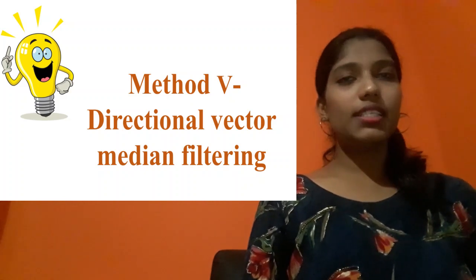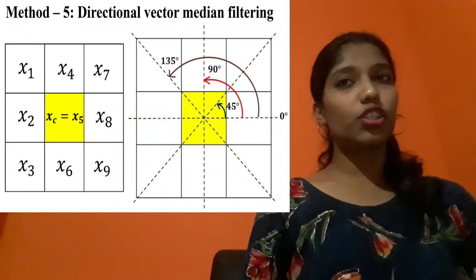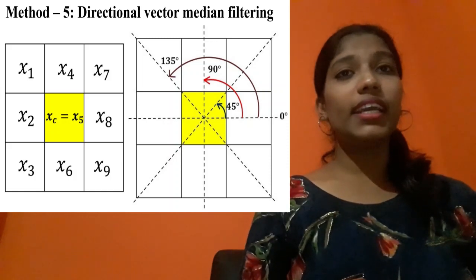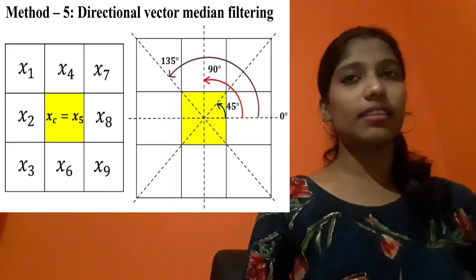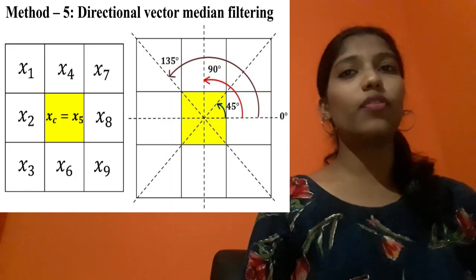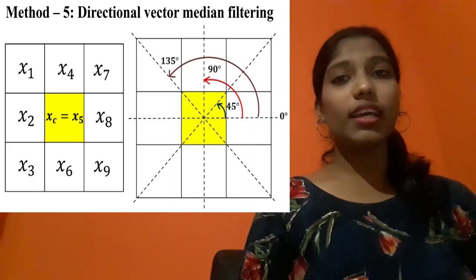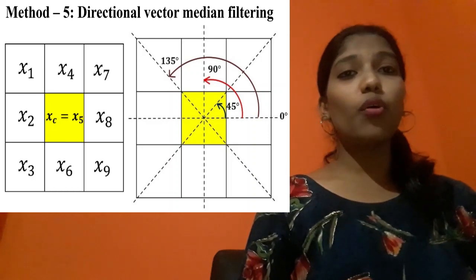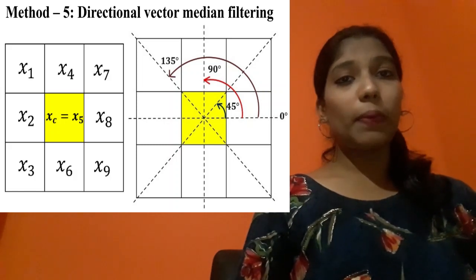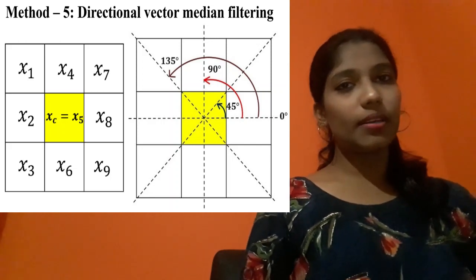Our fifth method is directional vector median filtering. In this method, there are 4 main directions in the test window. Those are 0, 45, 90 and 135 degrees along the test pixel. Each direction contains 3 pixels and the center pixel is common for all 4 directions. Now we apply vector median filtering for each direction, then we get 4 vector median values of 4 directions. And then we apply the 3 steps of VMF for those 4 output vector medians.